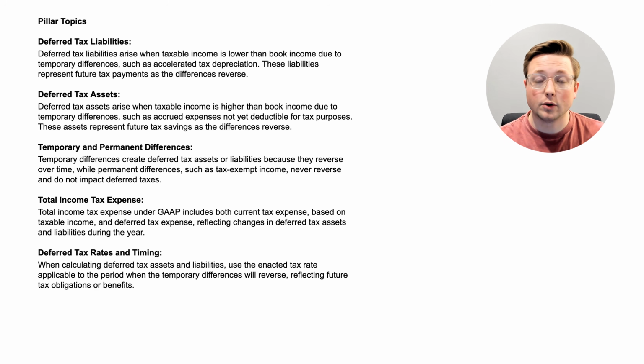Now, we've talked about this throughout the whole video, but I just want to make sure it's clear one more time. There's a difference between temporary and permanent differences. Temporary differences create deferred tax assets or liabilities because they reverse over time. They're just a temporary difference between book and tax, but over time, book and tax will eventually have done the same thing. But the reason that it matters is because taxes are different in different years, while permanent differences, such as tax-exempt income or non-deductible items, never reverse and do not impact deferred taxes. So this would be things like non-taxable income like municipal bonds or non-deductible expenses like fines.